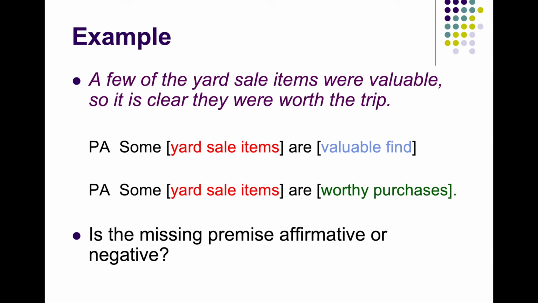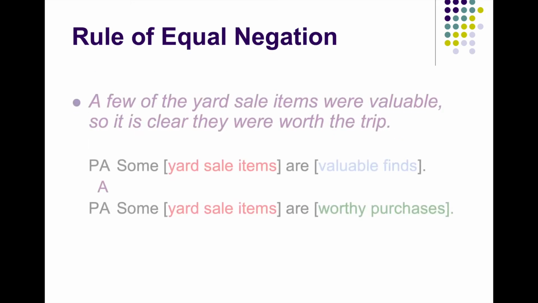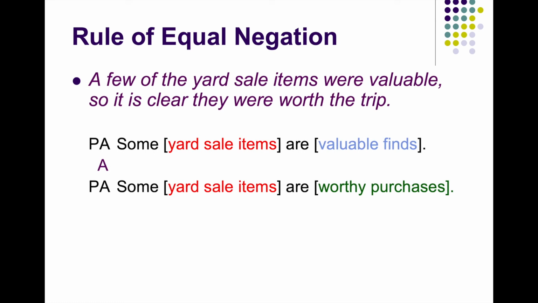What do you know about the rule of equal negation? The number of negative premises must equal the number of negative conclusions. Here you have 0 negative conclusions because the conclusion is affirmative. So you know that the missing premise is going to be affirmative, right? So we can put the A there to mark that this will be an affirmative statement when it finally appears.